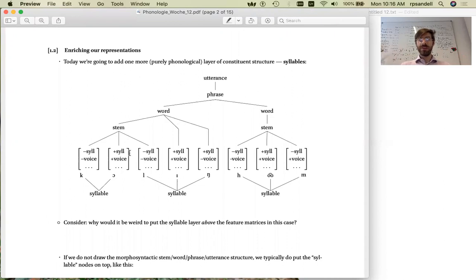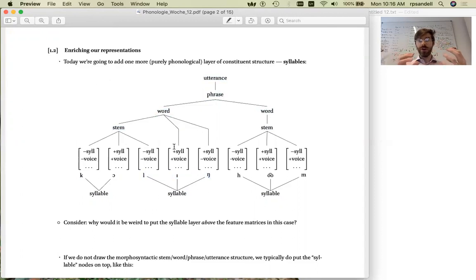That is, above the individual segments here, we're talking about morphosyntactic structure. These boundaries of stem and word correspond to morphological structure and syntactic structure, whereas below here, these syllables correspond to some purely phonological groupings. That is, the syllables don't necessarily need to correspond to the morphosyntactic organization. And we can see that quite clearly in the word calling here, where although the segment L in calling belongs to the morphosyntactic stem of the word calling, it's part of a separate syllable.